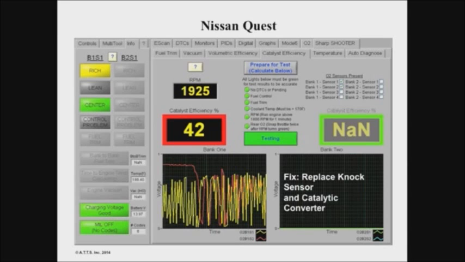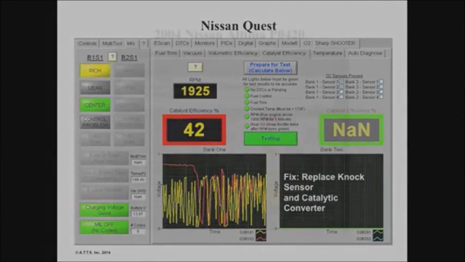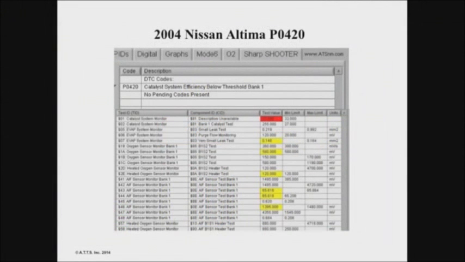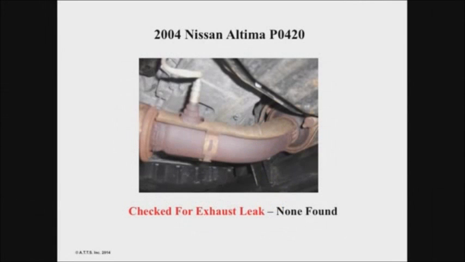Here's a Nissan that came in, another 420 on it. Again, you can see Mode 6 failed. These do have problems with the shielding. Now here's another issue. You know a manufacturer is cheap.